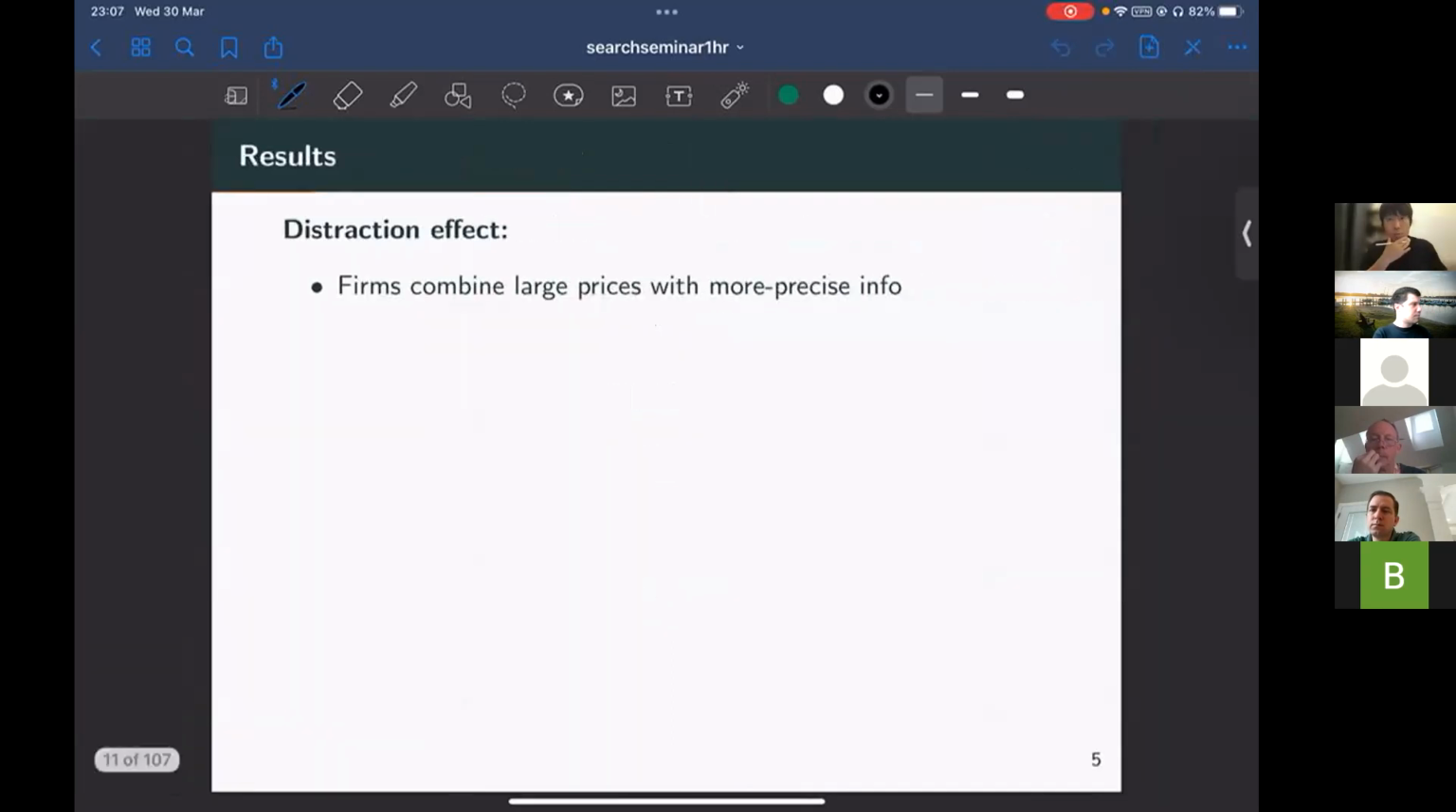Before I talk about the model, let me give you a preview of the results. One thing that's important in our model is that there is a distraction effect, right? The distraction effect speaks to how firms distract consumers from price comparisons. We found that consumers and firms would combine large prices with more precise information.